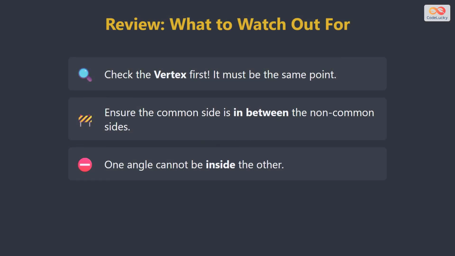Before we finish, let us review the common mistakes. Always check the vertex first. Make sure the common side is strictly in the middle, and ensure that one angle does not swallow the other one up. If you remember these points, you will never get it wrong.